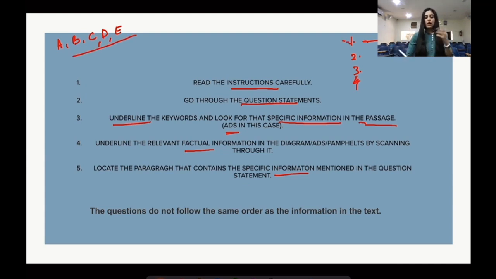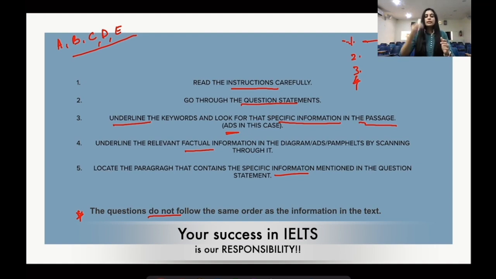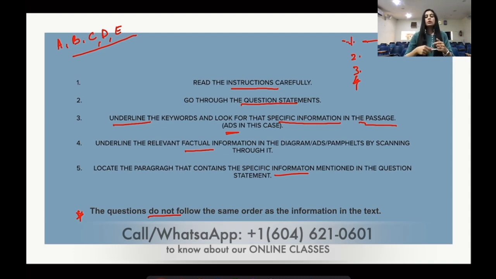Okay. Then another important fact here, this is true for all matching questions, be it matching information, matching heading, or some other sort of a matching question like matching features. The questions do not follow the same order as the information in the text, and this is pretty obvious. If it's a matching question, it will not be following an order. Otherwise, there's no point of having a matching question. So these are the steps that you have to follow. Now we'll be following the same steps, and we'll try to solve the passage that I have for you.